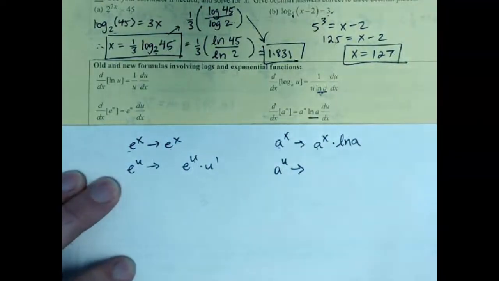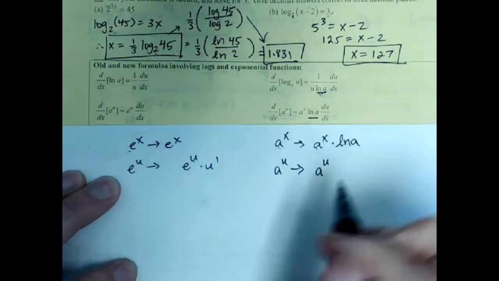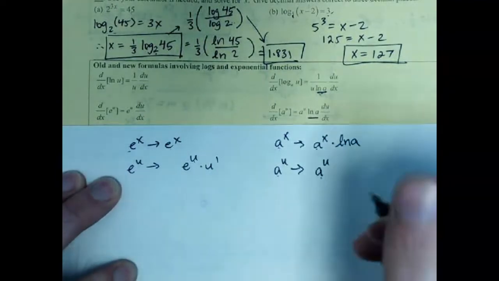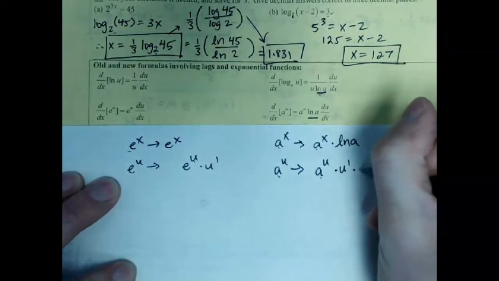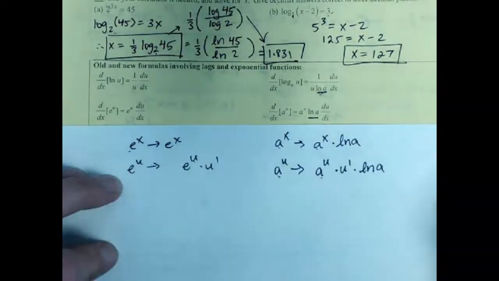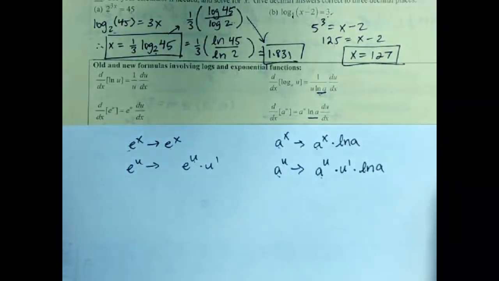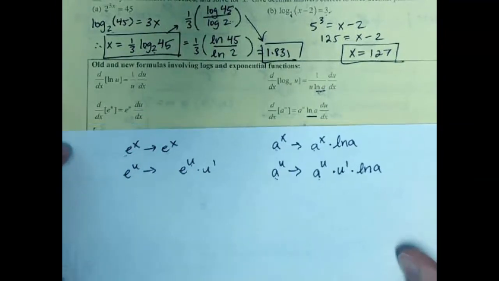Or if I had an a to the u, right, where that u is just some other weirder function, you would still just say the derivative of that exponential is itself. You would still do chain rule, and then since that's just a weirder base, you would just do it times ln of that number. It's not a hard formula. Okay, it's a very easy formula, in fact. Let's go practice, then we'll look at the third formula.